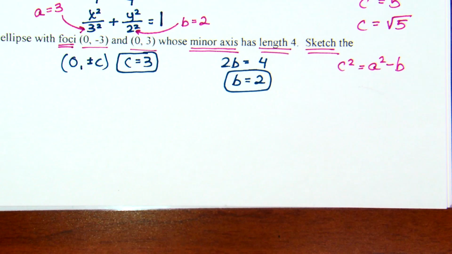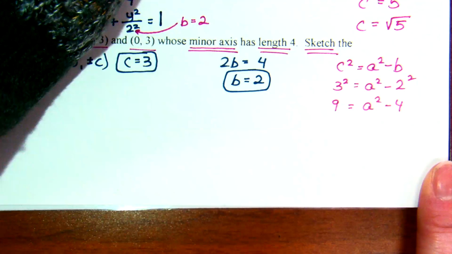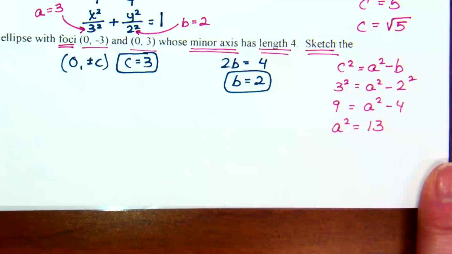So let's do some math. 3 squared equals A squared minus 2 squared. 9 equals A squared minus 4. Add 4 over, and A squared is equal to 13. And if A squared is 13, how do I find A? Square root. And so I'm going to say A is the square root of 13.